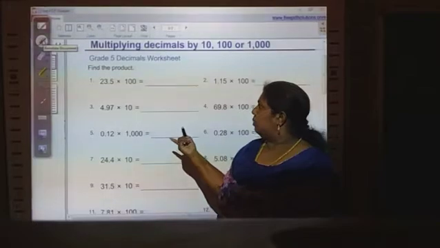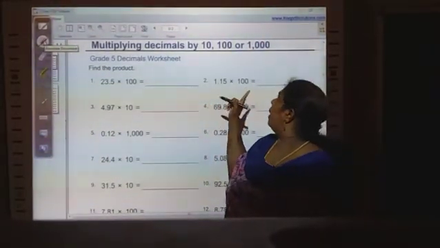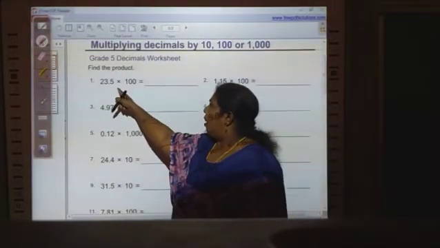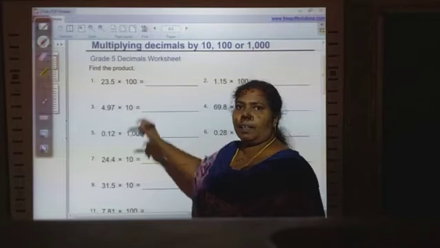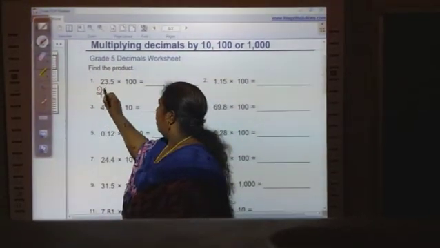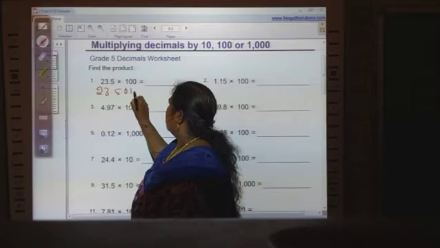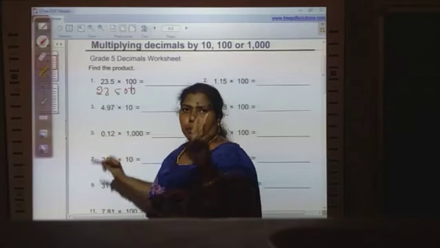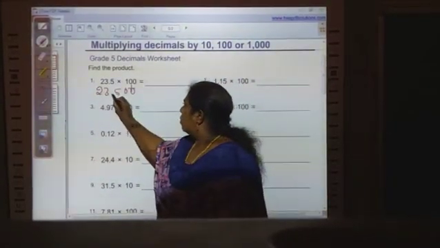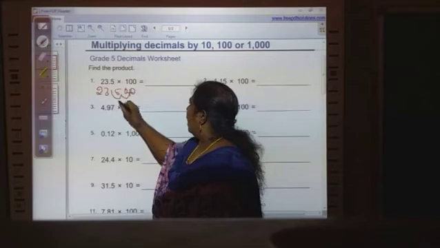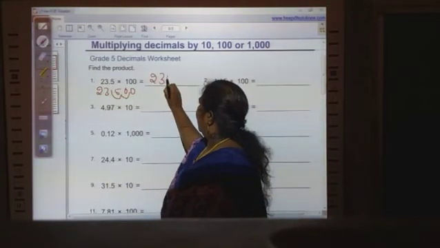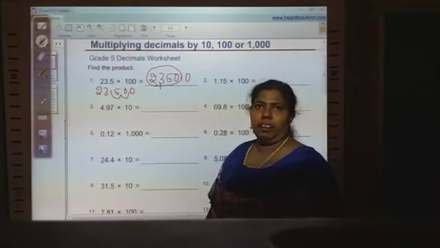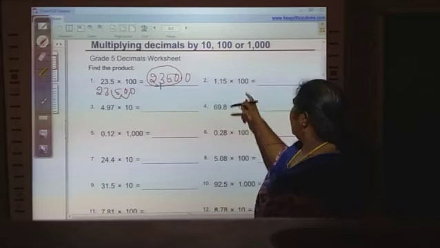Right? See, this is the worksheet. Here, multiplying decimals by 10, 100 and 1000. Here I will explain 1 or 2 questions. Okay. Here 23.5 into 100. How can we write this answer? 23.500 you can add, because after the decimal only 1 decimal place is there. So actually how many places do we want to move? 2. 100 means 2. So where will it come? 1, 2. So the answer is 2350.0. So you can write the answer 2350. Right?